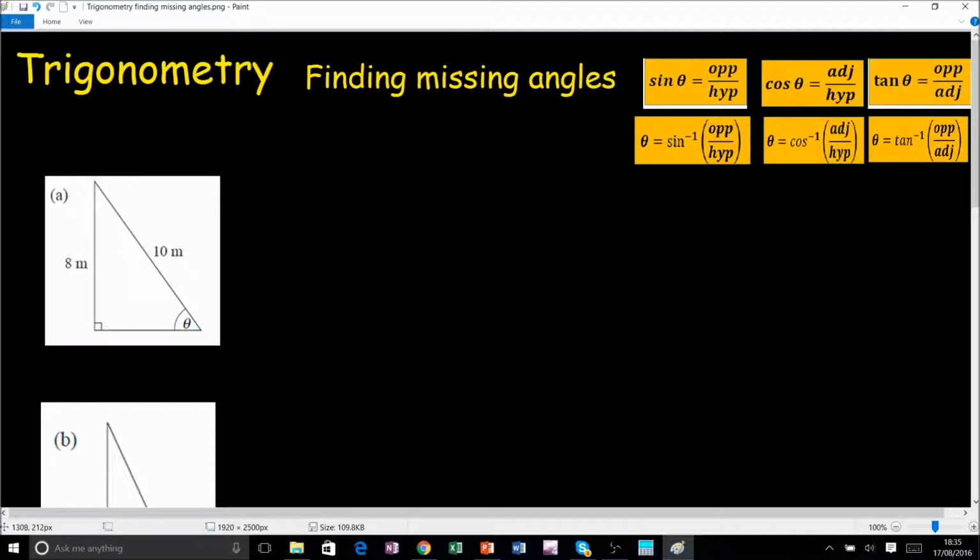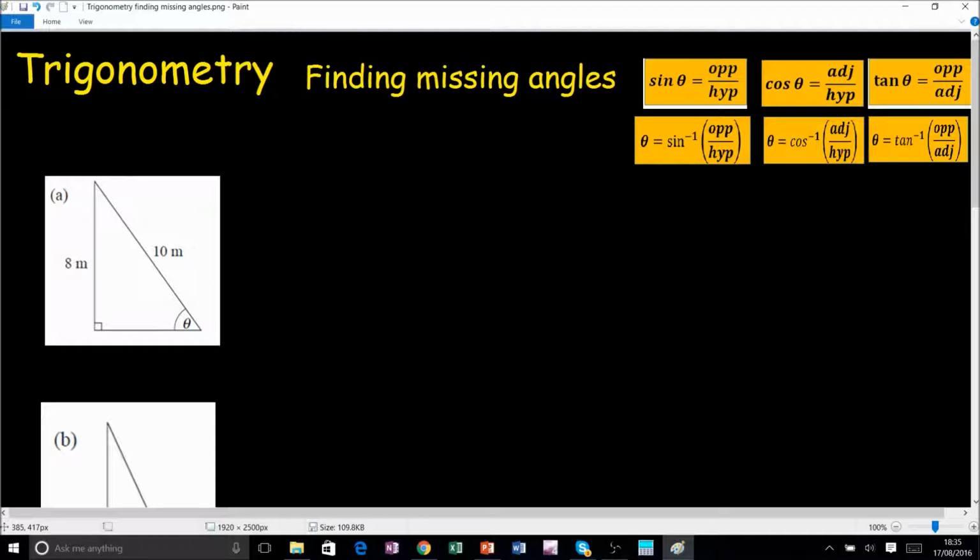So sine to the power of -1 is basically the inverse operation of sine. The reason we've done that is because we want to find out what the angle is when we are finding missing angles using trigonometry. Anyway, let's get started and you'll understand more of what I mean.